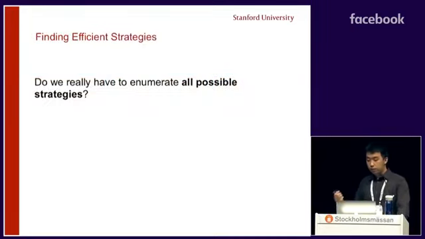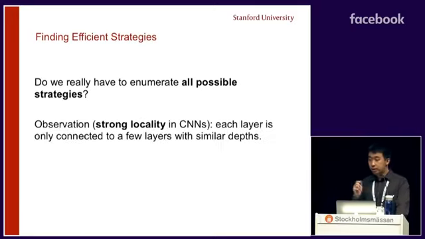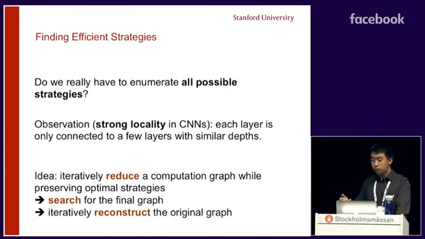To find an efficient strategy, the question we are trying to answer is: do we really have to enumerate all possible strategies in layer-wise parallelism? Our answer is no, and this is based on an observation of strong locality in convolutional neural networks, because each layer in a CNN is only connected to a few layers with similar depth. So our idea is to iteratively reduce the computation graph by preserving the optimal strategies. After that, we can just search the final, much smaller graph and iteratively reconstruct the original graph.